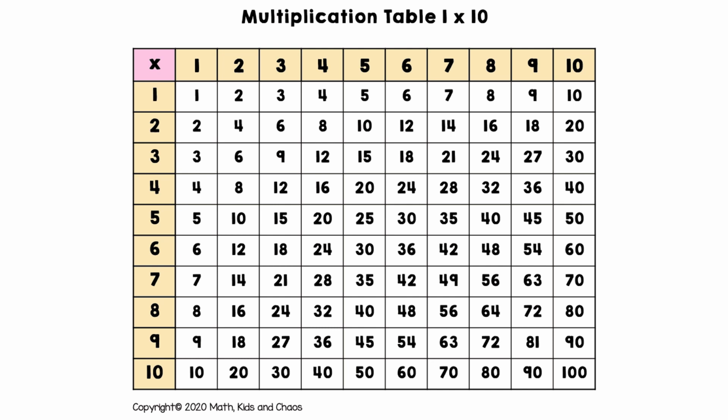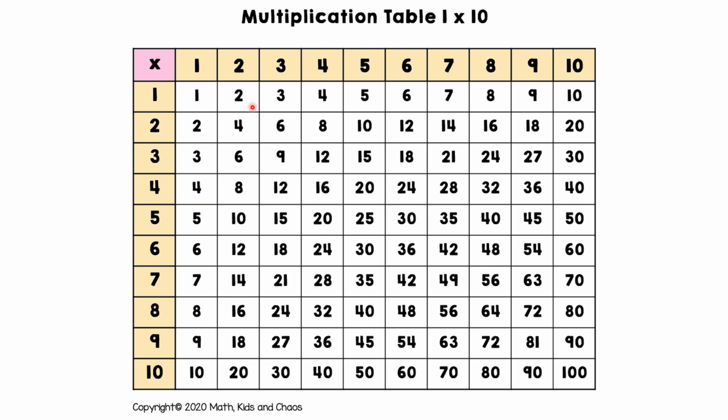Alright, so here is a multiplication table for 1 times 10. So we've got all of our products from 1 times 10 represented here. So for example, if you wanted to do 6 times 5, you would say, okay, I'm going to start in my 6 column. I'm going to go down to 5. Alright, so 6 times 5 is 30.